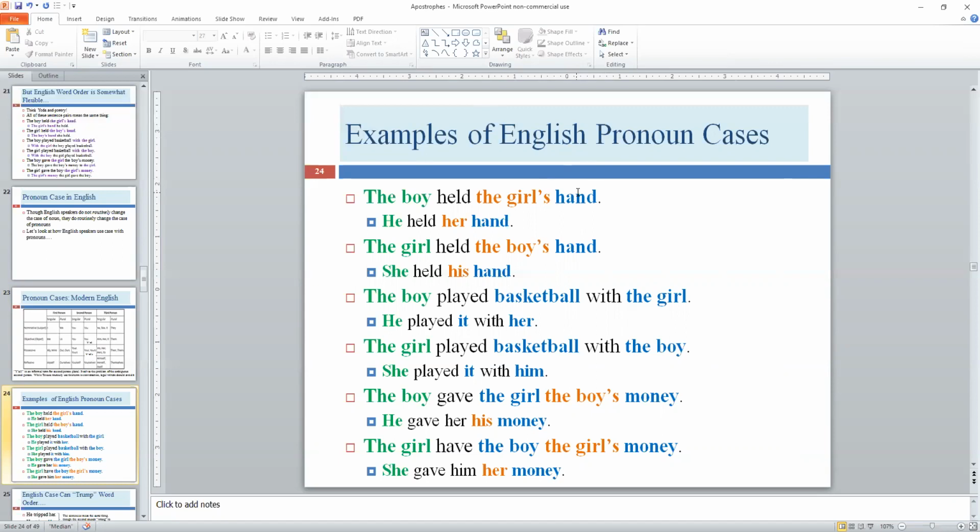I'm going to end the presentation here, and we will resume more discussion about how case and pronouns and apostrophes work in another lecture.